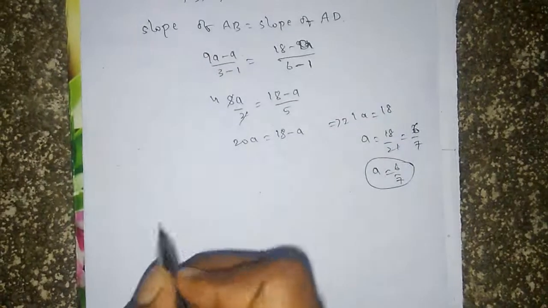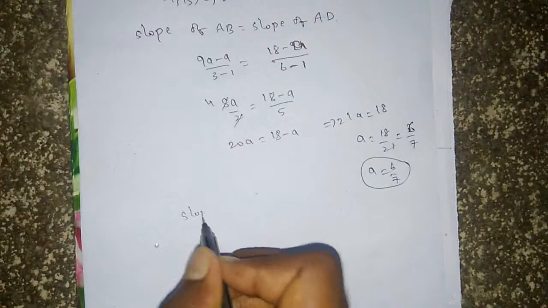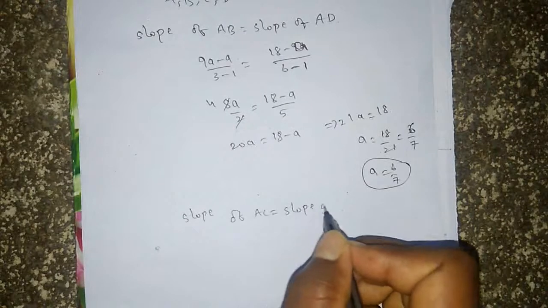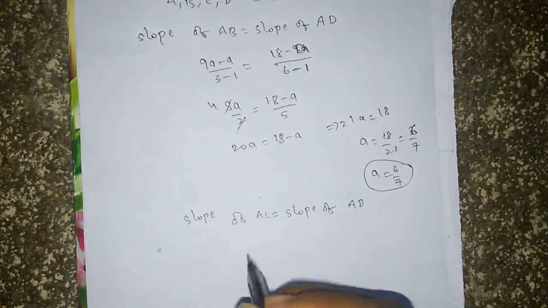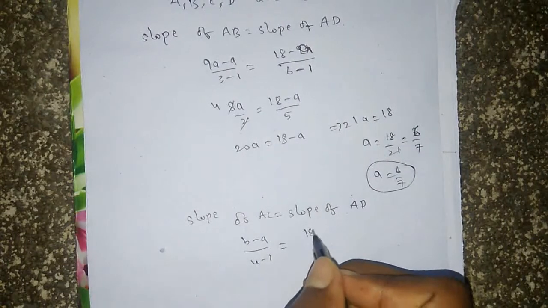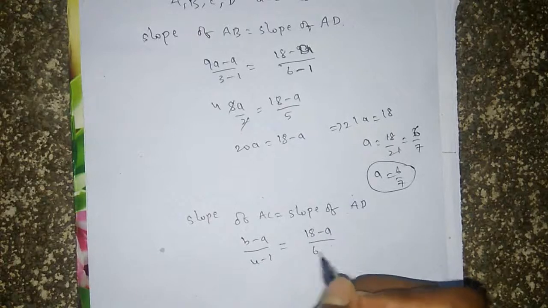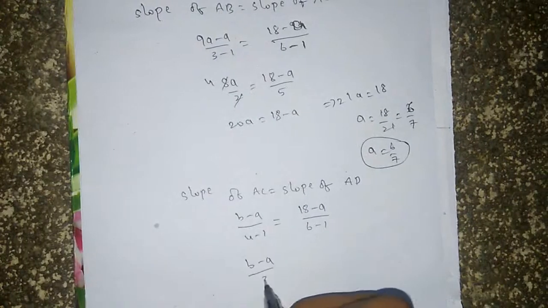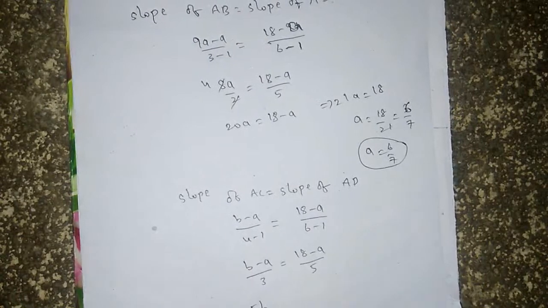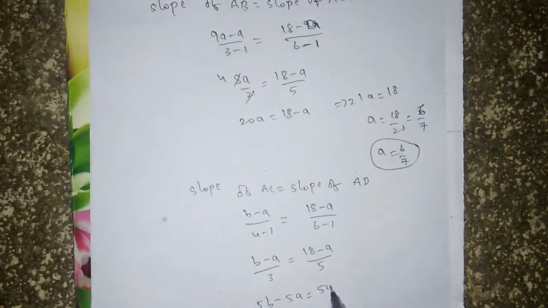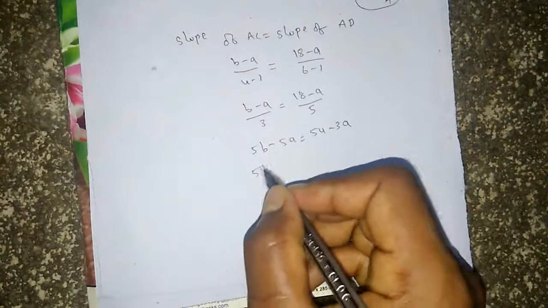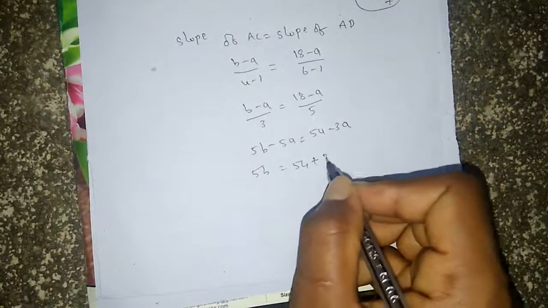Next, for b, let us take slope of AC is equal to slope of AD. Slope of AC is (b minus a) by (4 minus 1). Slope of AD is (18 minus a) by (6 minus 1). (b minus a) by 3 is equal to (18 minus a) by 5. 5b minus 5a is equal to 54 minus 3a. This is 5b is equal to 54 plus 2a.